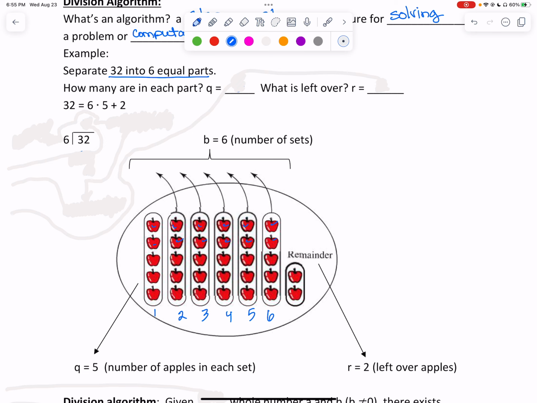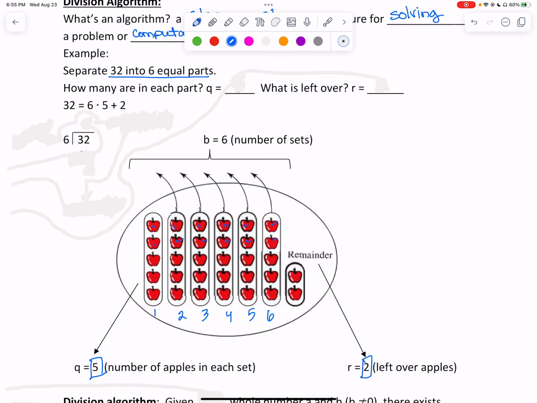How many do we have in each of our boxes? Notice we have 5 apples. We have 5 apples in each box, okay? So how many are in each part? We've got 5. And then how many are left over? We have 2 left over, okay?